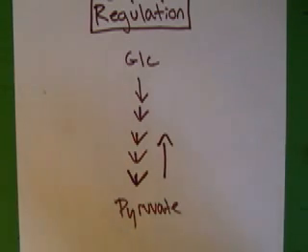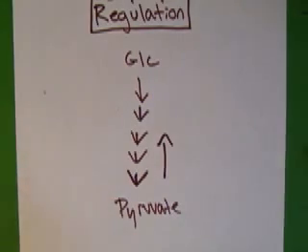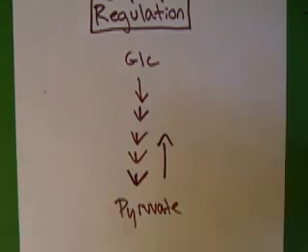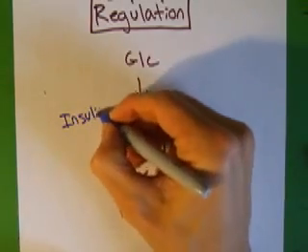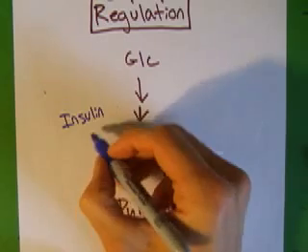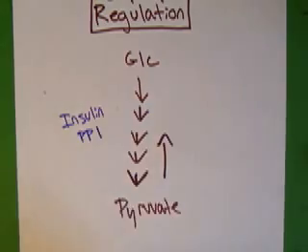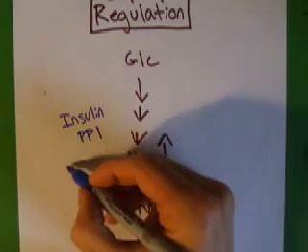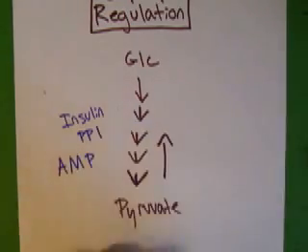So if we're going to sum up the regulation in a nutshell, the thing that makes this process happen quicker is insulin. Always associate insulin with PP1. And the other thing that helps this process move along is AMP.